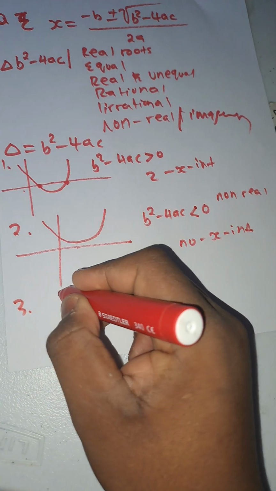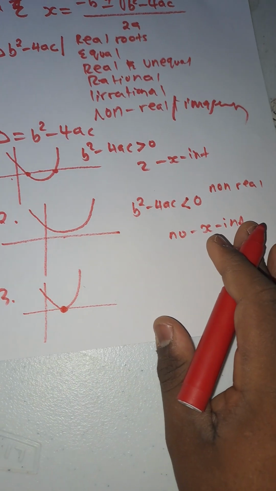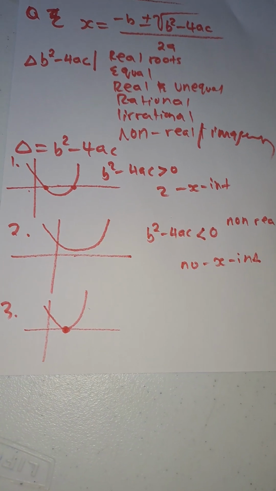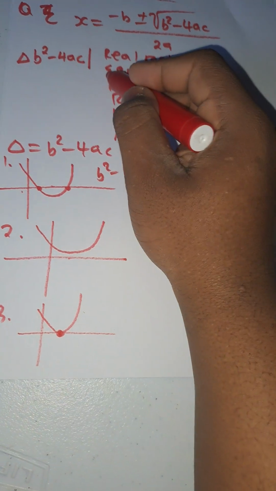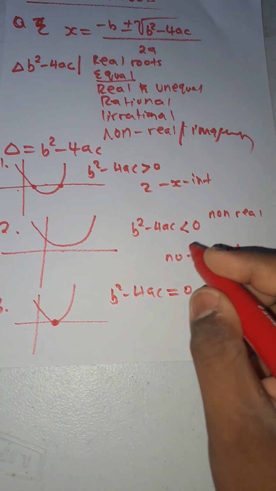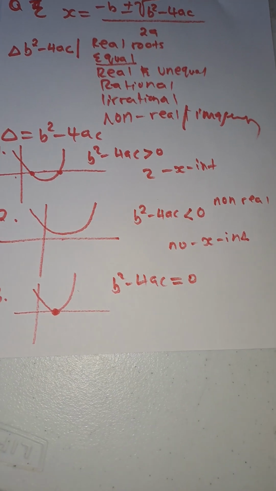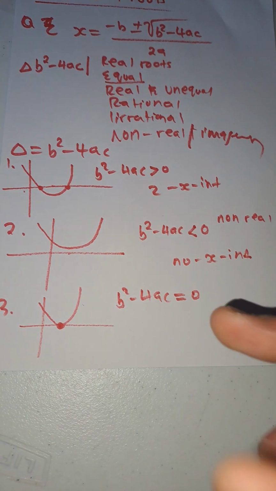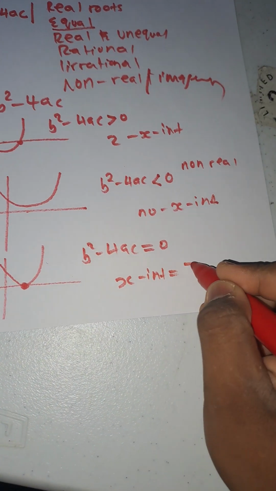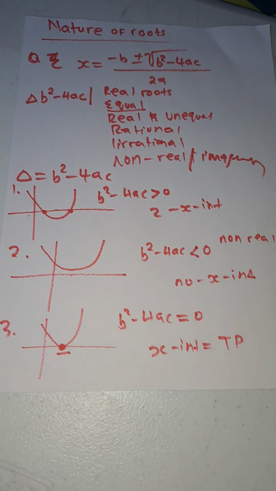So number 3. I only have one x-intercept, and at the same time it is the turning point. So when the discriminant is equal to 0, the roots are equal. Whereby my b squared minus 4ac equals 0, the turning point lies on the x-axis. So you have two equal roots. The x-intercept is now equal to the turning point. This is the point: I have the x-intercept at the same time as the turning point. Is it fine now?